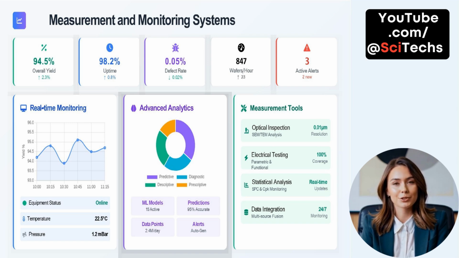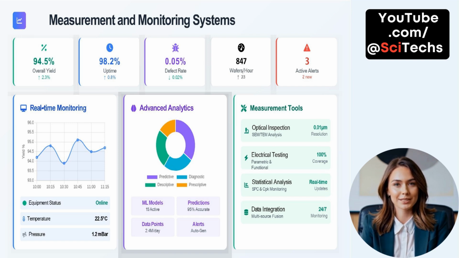Measurement and monitoring systems. Effective measurement and monitoring systems are critical for maintaining high yield, quality, and equipment performance in semiconductor manufacturing. The overall yield is currently at 94.5%, showing a 2.3% improvement. Equipment uptime is 98.2%, up by 0.8%, and the defect rate has dropped to a low 0.05%, improving by 0.02%. With throughput at 847 wafers per hour and 3 active alerts, 2 of them new, real-time awareness is essential.